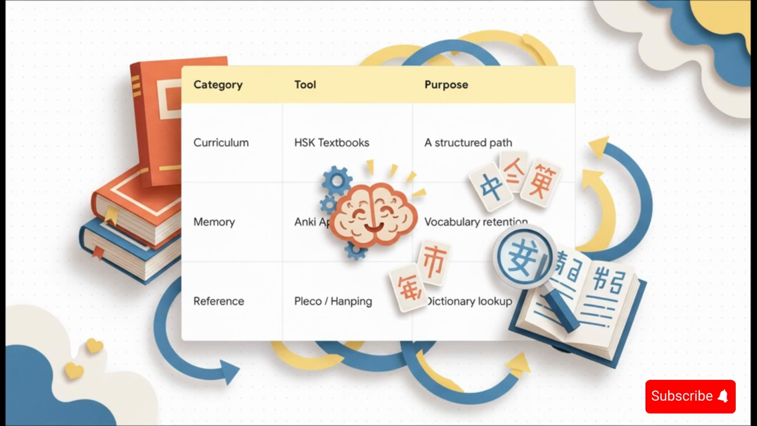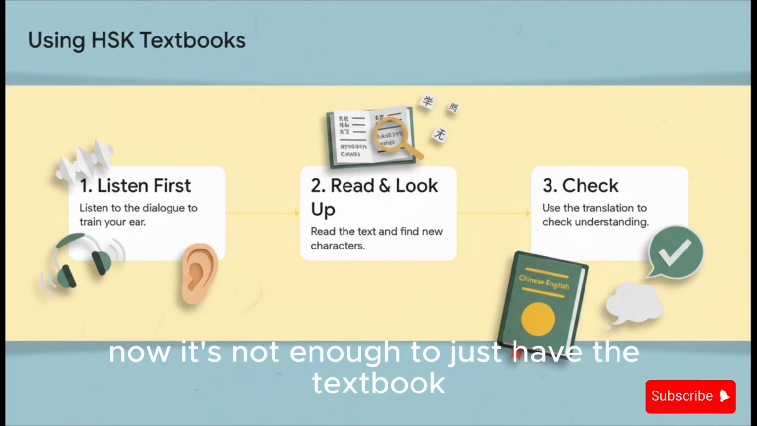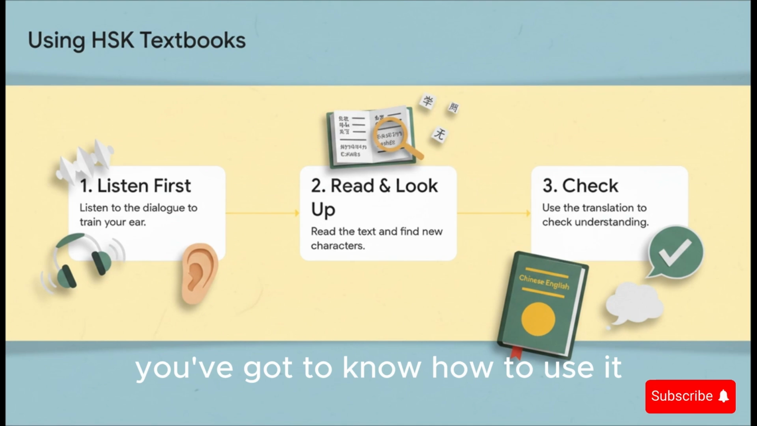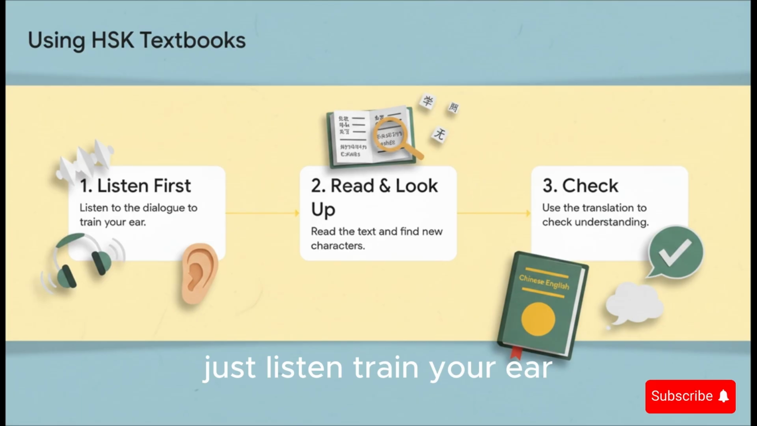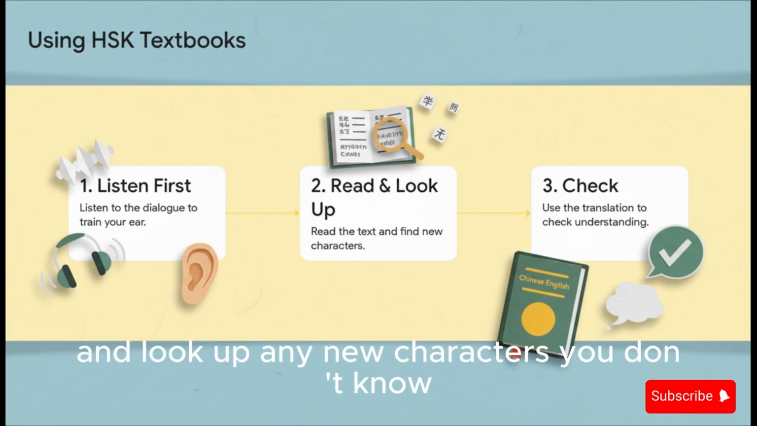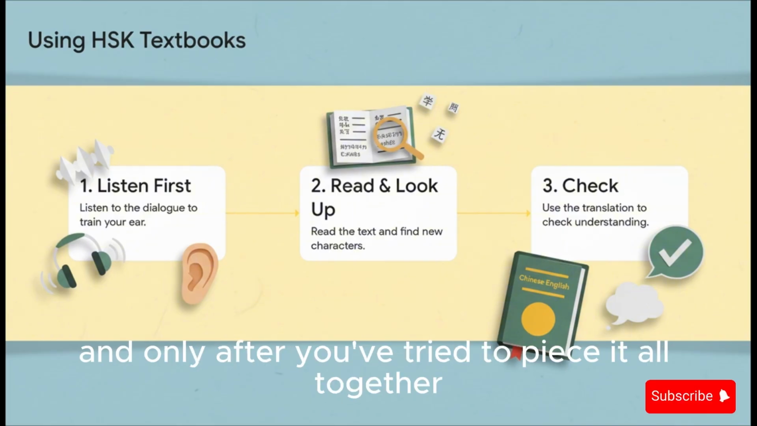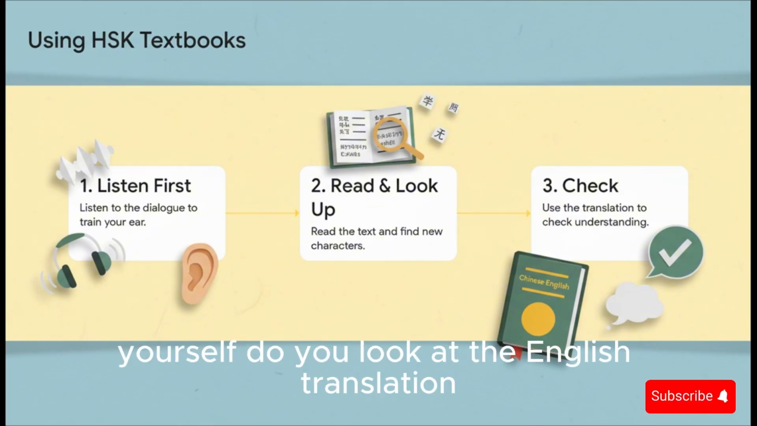Now, it's not enough to just have the textbook, you've got to know how to use it. And there's a system for this. First, you always listen to the audio of the dialogue. Just listen, train your ear. Then, you read the text and look up any new characters you don't know. And only after you've tried to piece it all together yourself do you look at the English translation to see how you did.